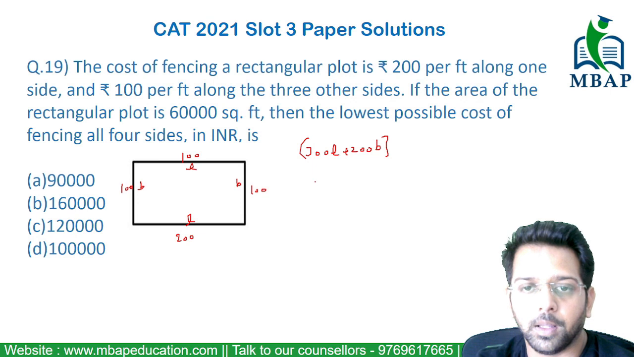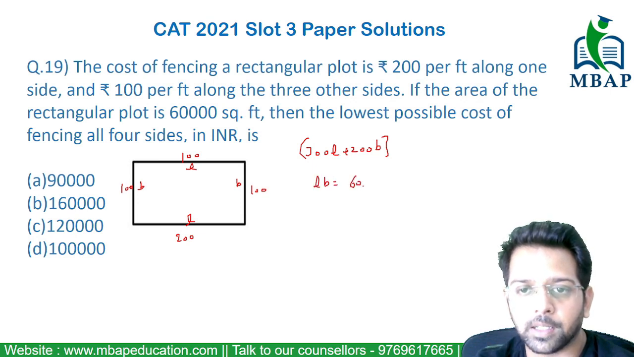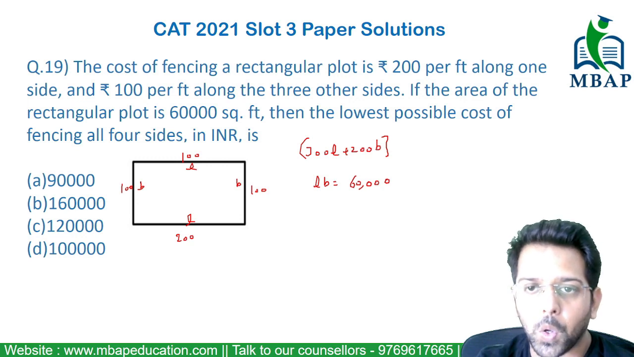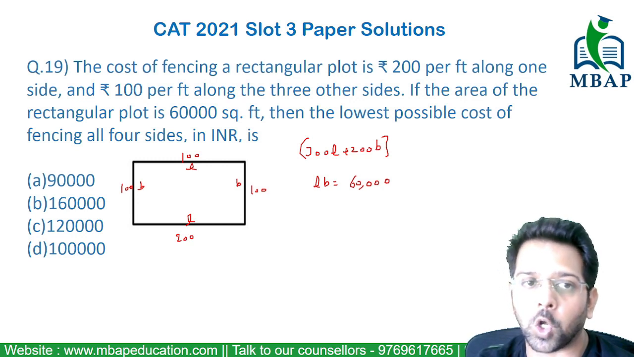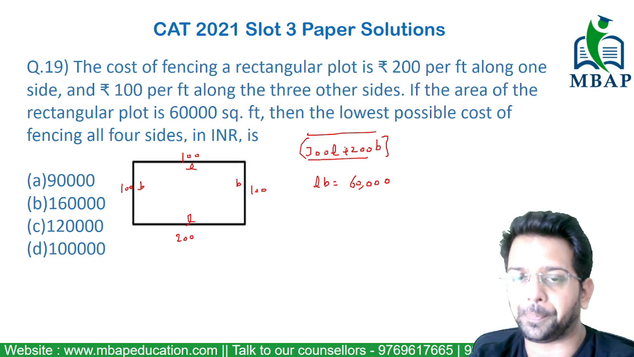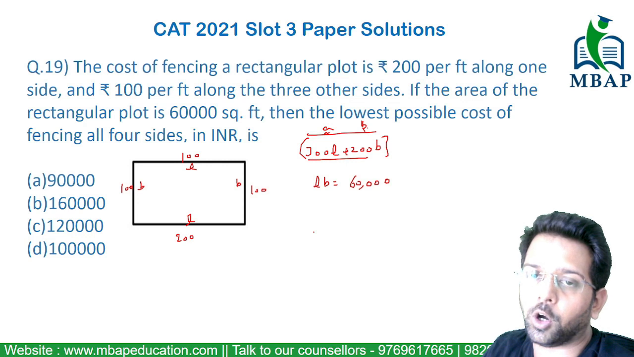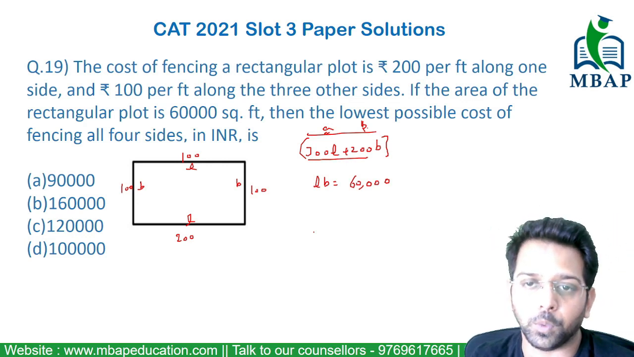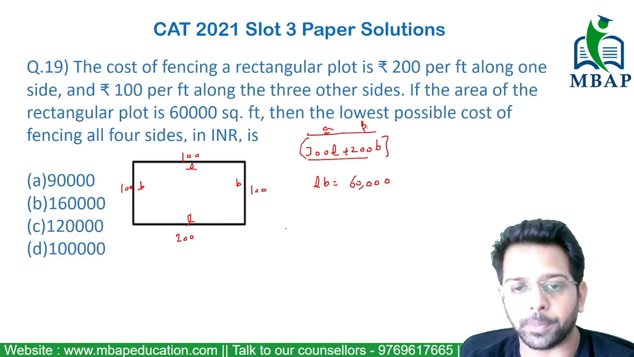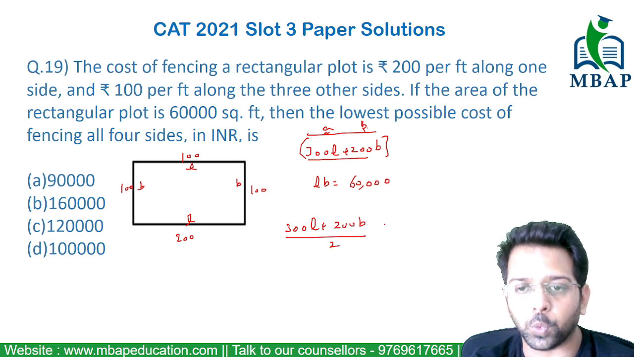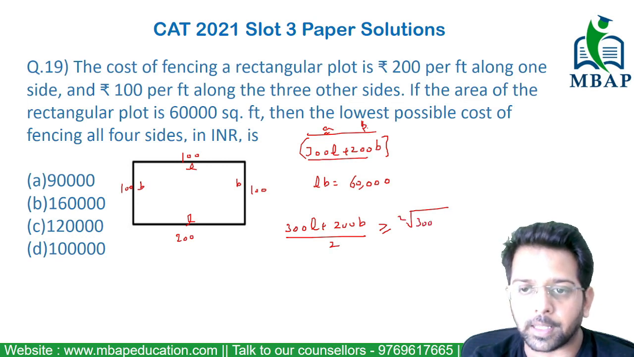This is my cost. And my area, which is L into B, has been given to me as 60,000 square feet. Now the question for you is to find the minimum possible cost of fencing the 4 sides, which is the minimum cost of 300L plus 200B. Let's assume this is one unit A and the second unit B. A is 300L, B is 200B. We know the arithmetic mean of 2 values is definitely more than or equal to the geometric mean, which means 300L plus 200B divided by 2 is more than or equal to square root of 300L into 200B.